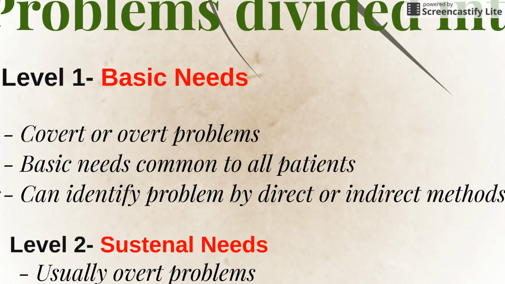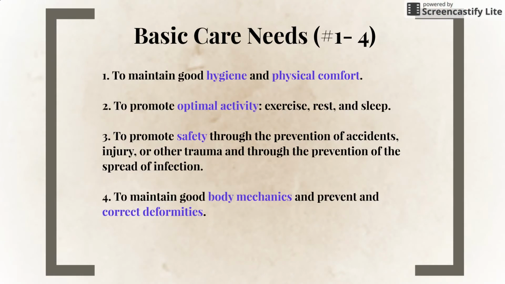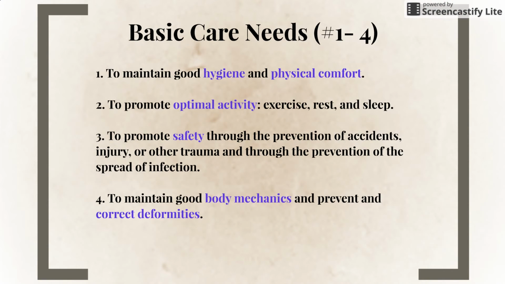So basic needs are common to all patients. These are similar to Maslow's hierarchy of needs, just human necessities. They can be identified by both direct and indirect methods. The basic needs that Abdellah identified were in her first 4 statements. These include good hygiene and physical comfort, promoting optimal activity, which includes exercise, rest, and sleep, and to promote safety through the prevention of accidents, injuries, and other traumas. And also helping the patient to maintain good body mechanics and prevent and correct deformities.